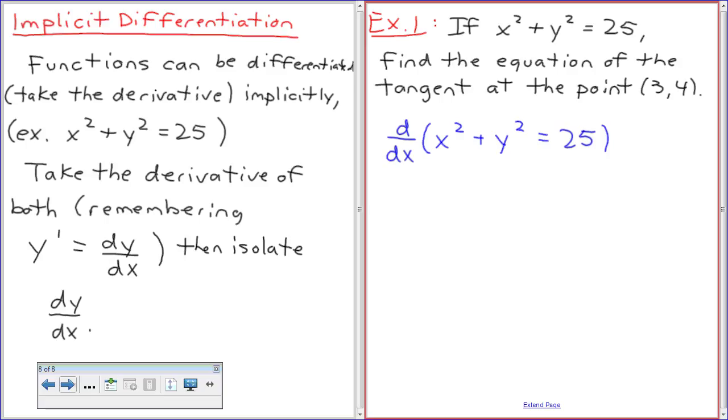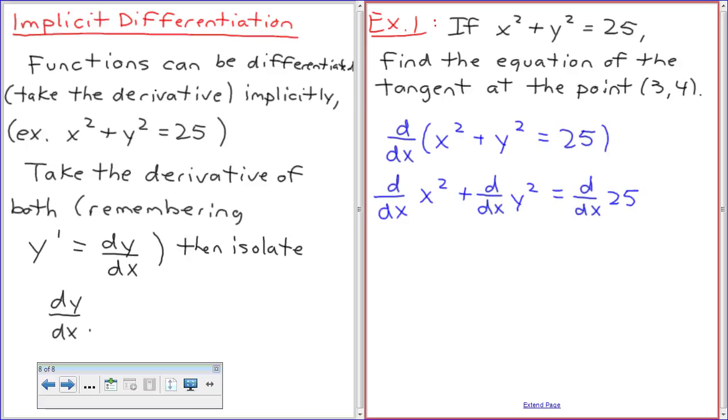Where's the y? Well, that's the thing, there's no dy by dx yet because we haven't taken it with respect to y, right? So we're taking this way. Just wait. Stay with me. Yes, so you have to take it 3 times, in fact. So we're taking the derivative of 3 things. It's just a different way to think about what derivatives are. All we're doing is taking the derivative of x squared, the derivative of y squared, and the derivative of 25.